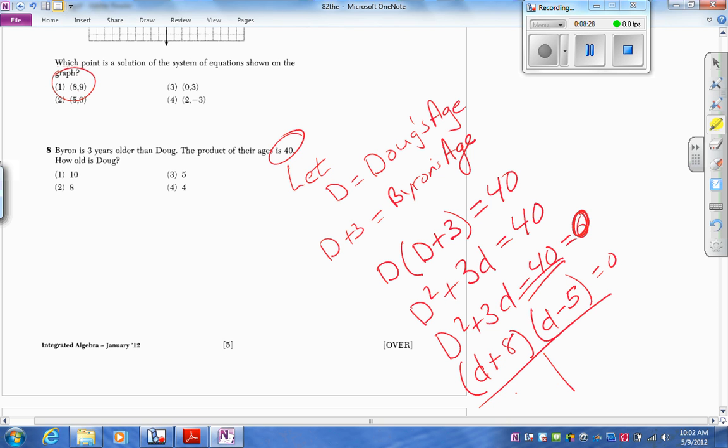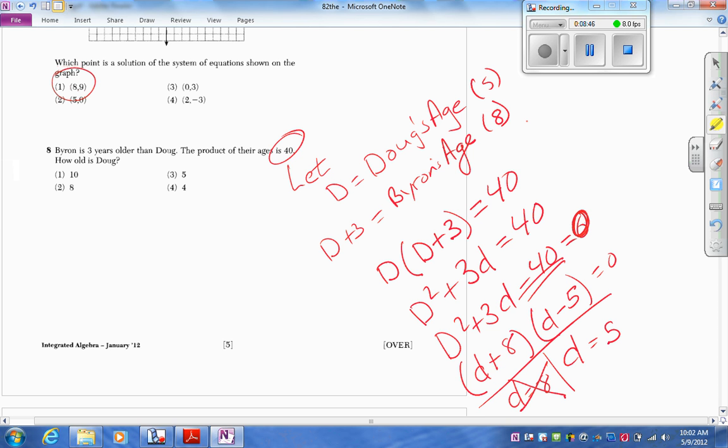If I do my t-chart, this gives me D equals -8. Dougie can't be negative, so Dougie has to be 5. And if Dougie's 5, Byron is 8. And they asked how old Dougie is. Now, that is the hard way to do the problem.